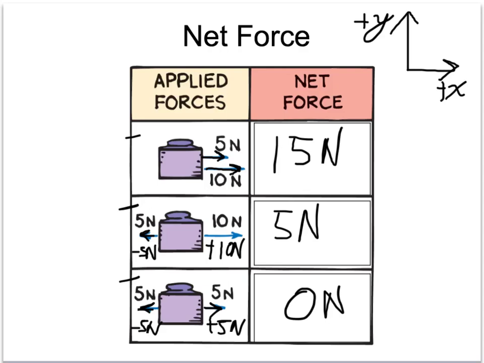Okay. So finding net force is just adding your forces, including their directions. So if they're negative, you keep them negative, positive, positive, and you add them together. You can also do this in y, and it works the same way. It doesn't just have to be in x, like these three examples were.